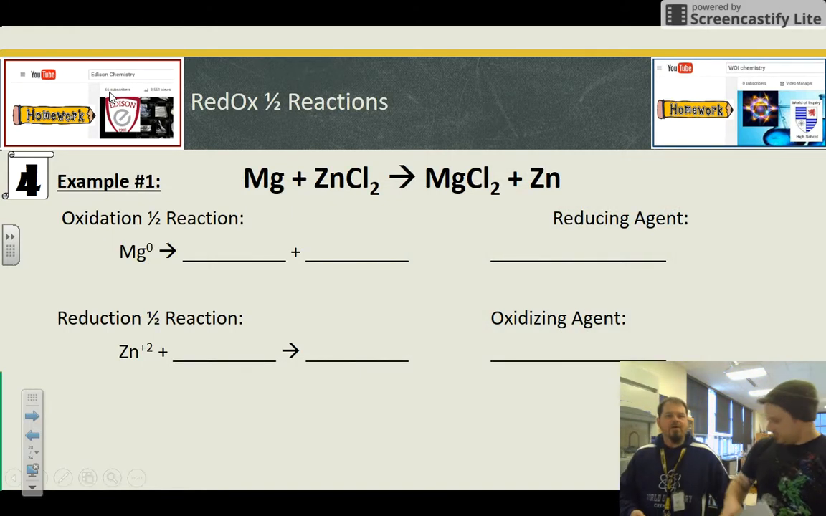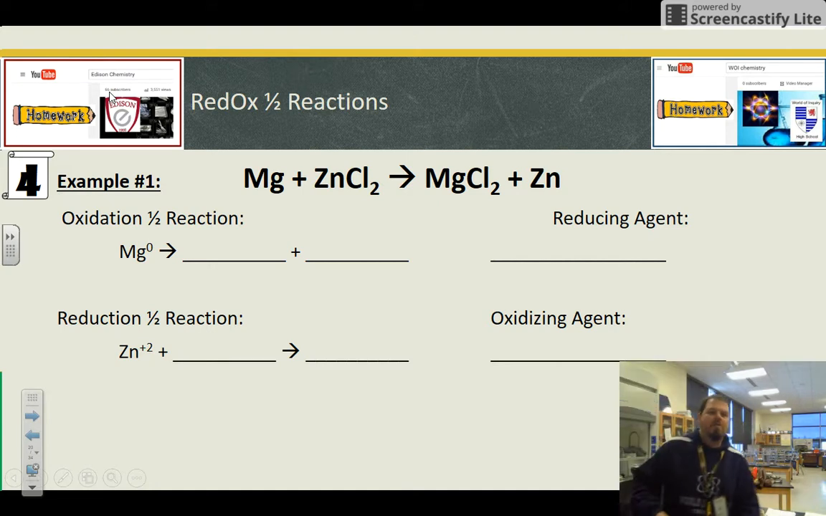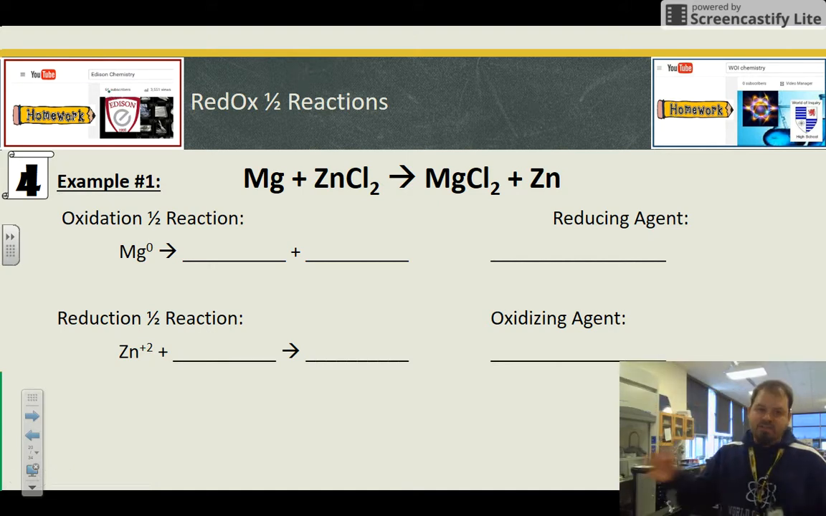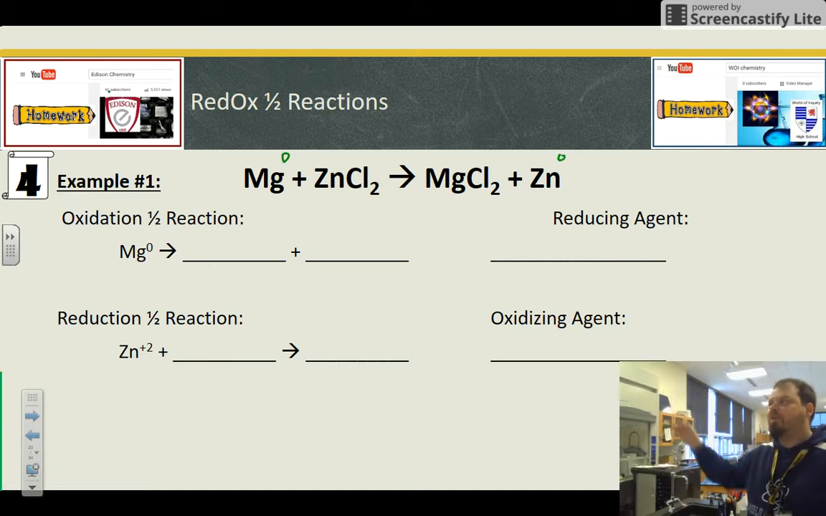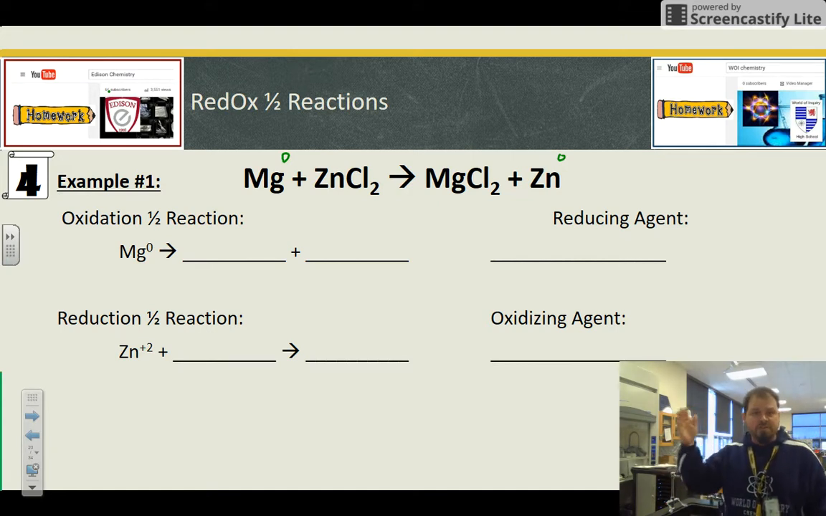Let me do the first one? First thing you always do, and we didn't really do this in the notes, but this is how we actually do it. We go ahead and start putting in the oxidation numbers. So start with the zeros on the lone elements. And then I usually start with the negative, but in this case, you can do the positives because Zn only has one choice and Mg only has one choice. Cl only has one negative choice. So right there is all our oxidation numbers.